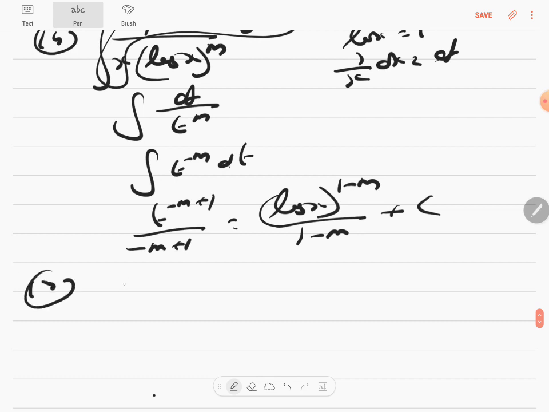Let's go to the 15th question. x by (9 minus 4x square) into dx.